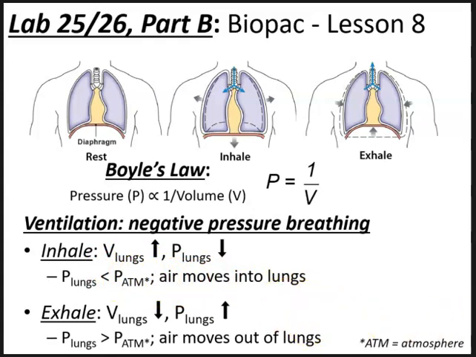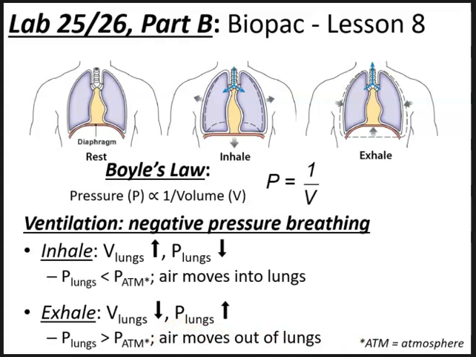Okay, so to move air out of the lungs, the elastic recoil of the muscles, the diaphragm and the intercostals, will go back into their regular places in order to decrease the volume of the lungs. This increases the pressure in the lungs. So at this point, the pressure will be greater than the atmospheric pressure, and air will then move out of the lungs.